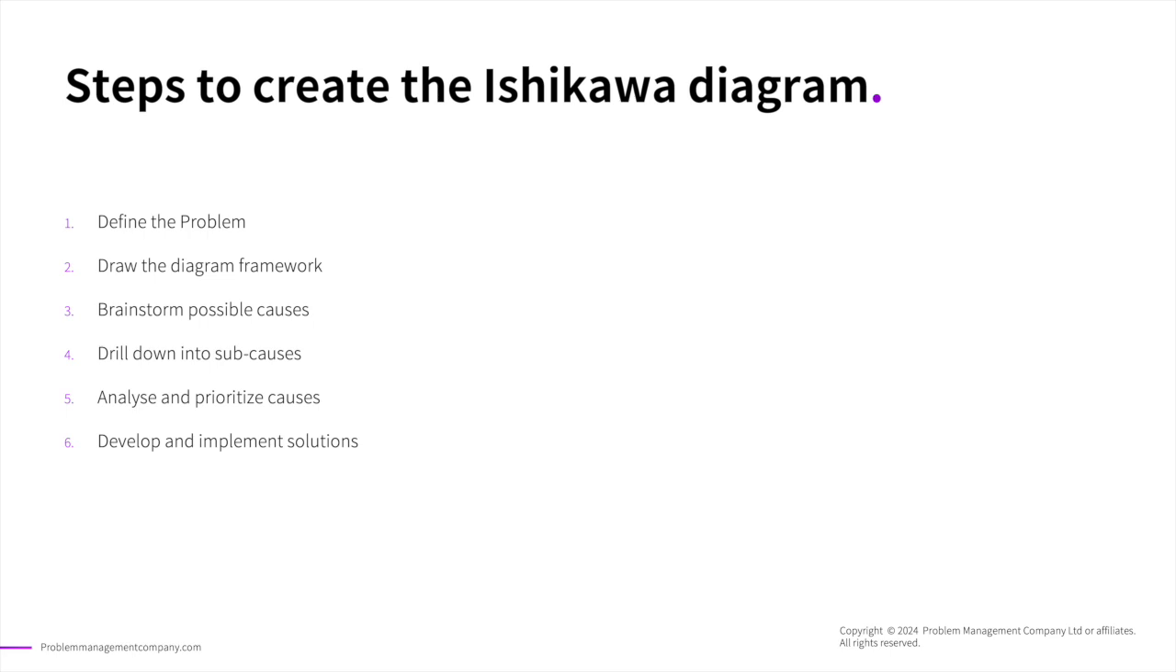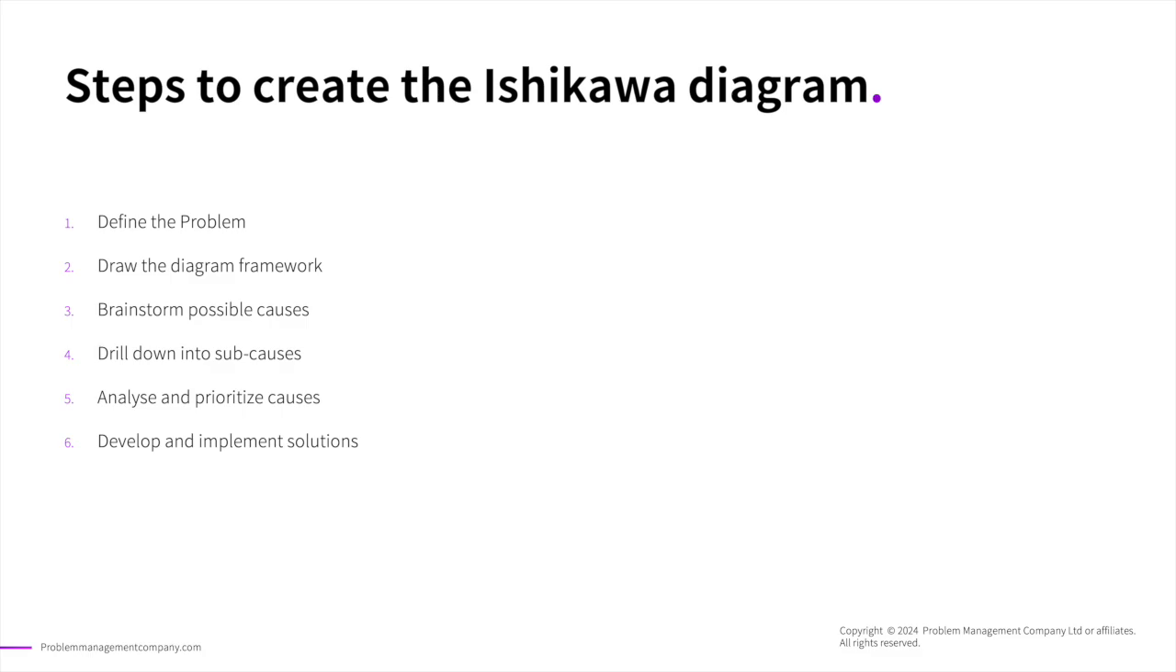For example, people, lack of training on application scaling. Process, no standardized load testing in the release process. Technology, insufficient server capability and capacity during peak hours. Environment, sudden increases in temperature in the server room affecting the hardware.